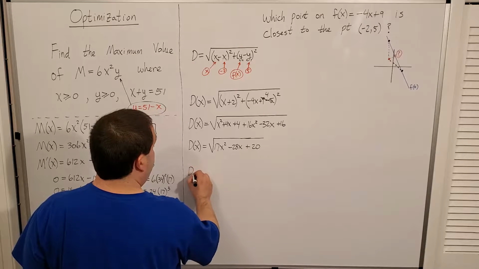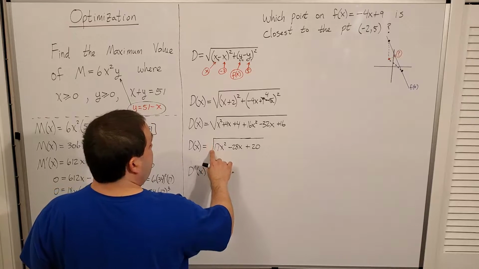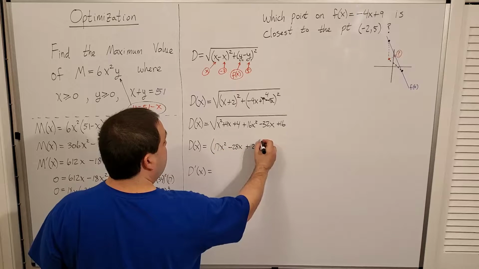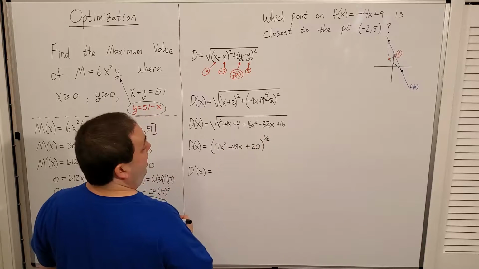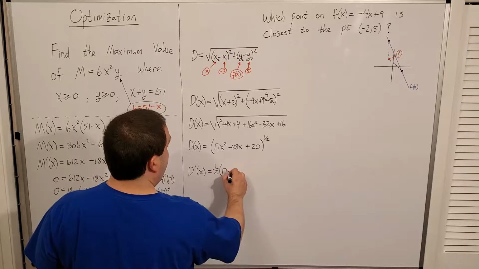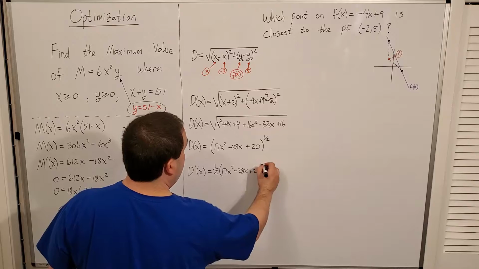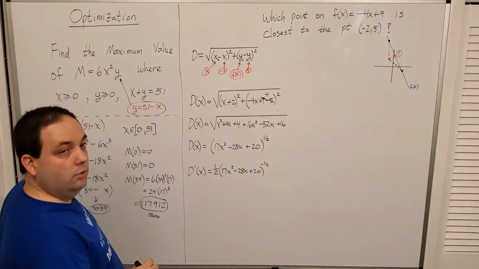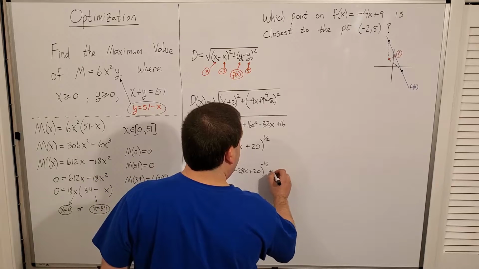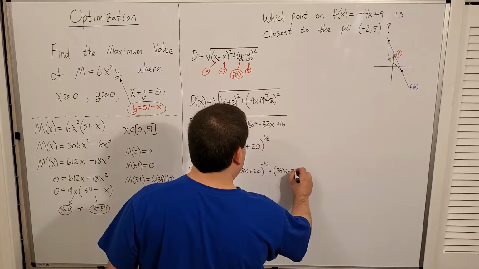So I'm going to take the derivative. And remember, this is a square root, right? So it's really just this whole mess to the 1/2 power. So that means it's 1/2 times 17x squared minus 28x plus 20 to the negative 1/2. That's the outer, right? Got to do a chain rule here. Times inside derivative is 34x minus 28.